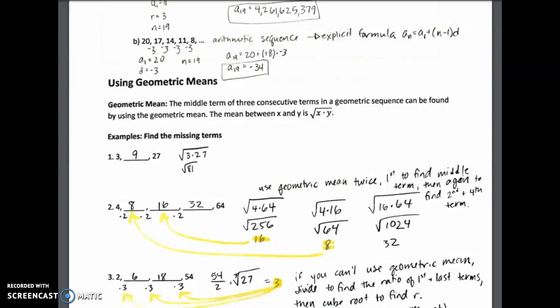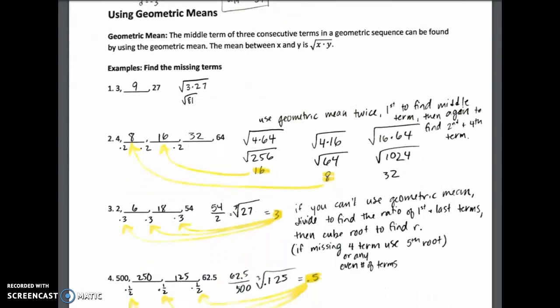Okay, so here we're using geometric means. The geometric mean is the same thing as the arithmetic mean, except we are, again, using multiplication instead of addition. So to find the geometric mean of two numbers, we're going to multiply them and take the square root. We can use them to find the missing term of a geometric sequence. And really, anytime we're missing any odd number of terms, we could always use a geometric mean to find that.